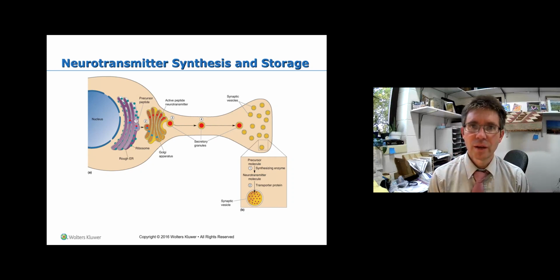We also learned how the different types of neurotransmitters, the peptides, the amino acids, and the amines, are produced and where they're produced in the cell and how they are transported to the axon terminal in the case of peptide neurotransmitters, or how they are loaded into the vesicles in the case of amines and amino acid neurotransmitters.